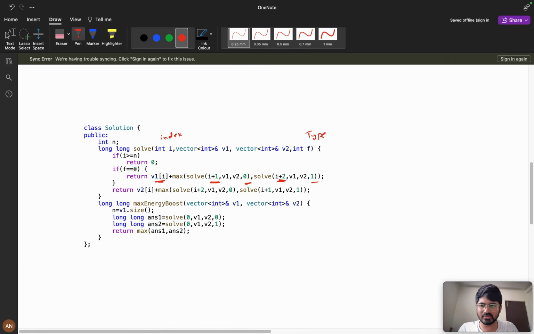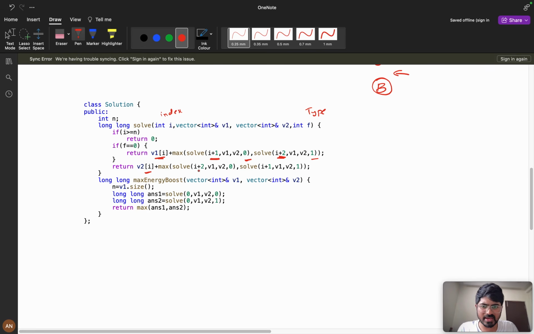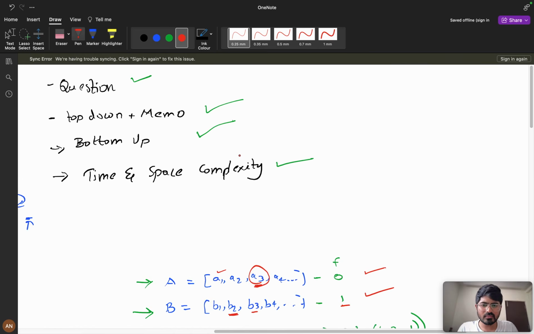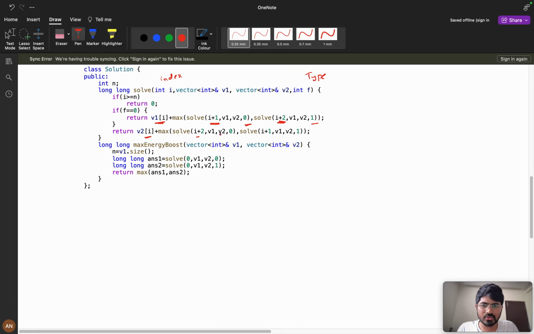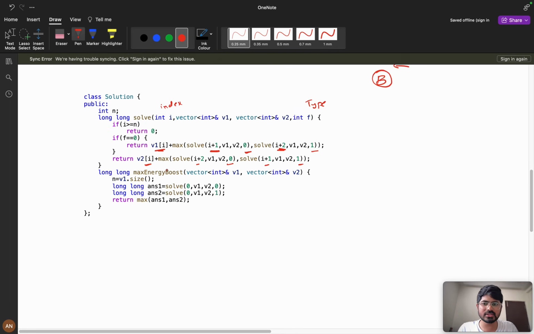Same applies here. If I am starting with 0 drink, and if I ended with 1 drink, like the last drink which I have drunk was the 0th drink or 1 drink, that is what matters. So if it is B drink, V2 of I plus max of, directly if I am going for A2, this one I plus 2 comma 0, here I plus 2 comma 0, I plus 1 comma 1. This is how you will get the maximum answer, right?